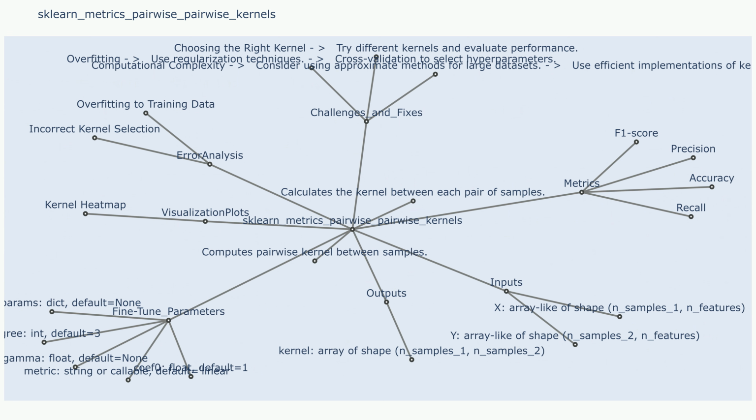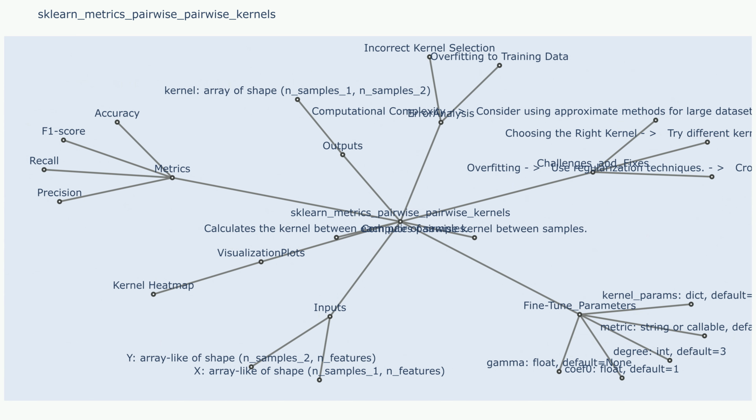Gamma: this parameter is relevant for the RBF, poly, and sigmoid kernels. It controls the influence of nearby samples and affects the smoothness of the decision boundary. A larger gamma value gives more weight to nearby samples, resulting in a more complex decision boundary, while a smaller gamma value emphasizes the influence of distant samples, leading to a simpler decision boundary.